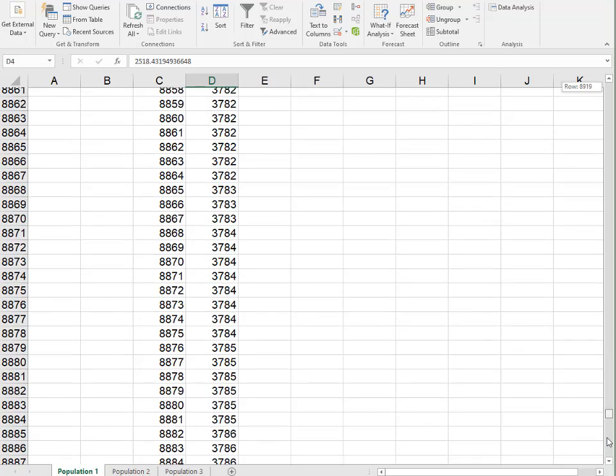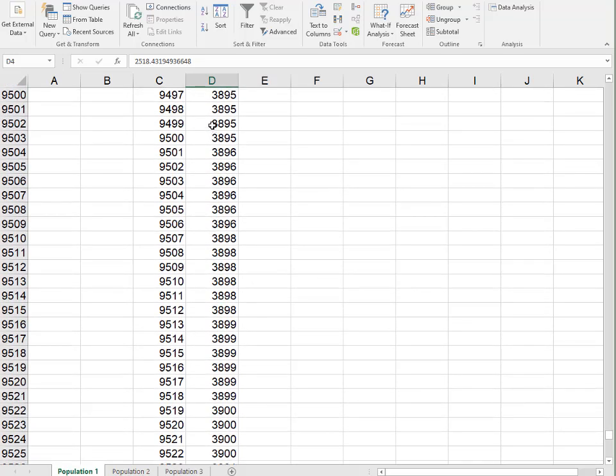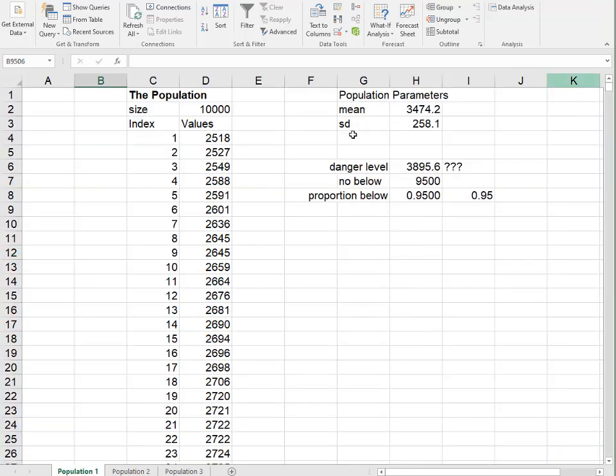Now it's in ascending order from smallest to largest, so 3895 I can find down here. Yeah, 3896, 3895 is there. So you can see it's bang on. There are 500 higher, and there are 9,500 lower. So it's correctly counted, giving me the idea that the worst 500, the worst 5%, are higher than that. Let's just undo that sort.